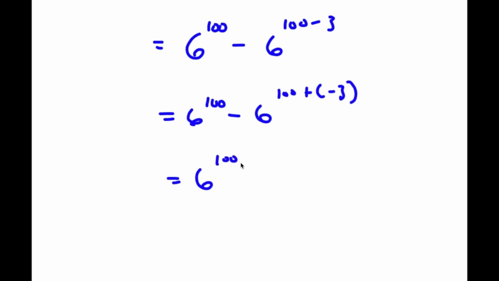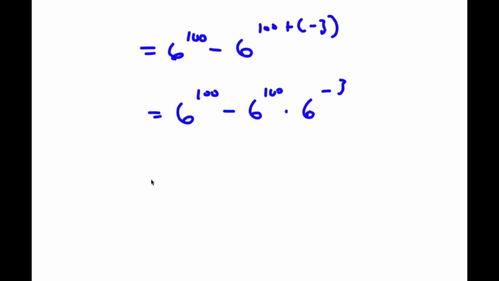Now I'm going to rewrite 100 minus 3 as 100 plus negative 3. So now this is going to be the same thing as 6 to the power of 100 times 6 to the power of negative 3. Now from here, if I factor out 6 to the power of 100, I get 6 to the power of 100 times 1 minus 6 to the power of negative 3.